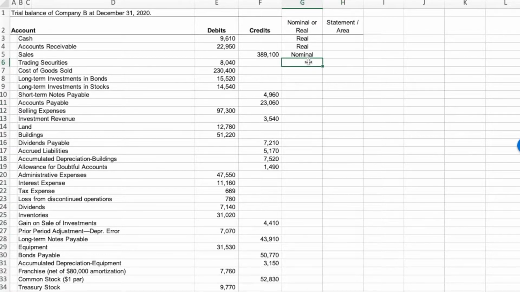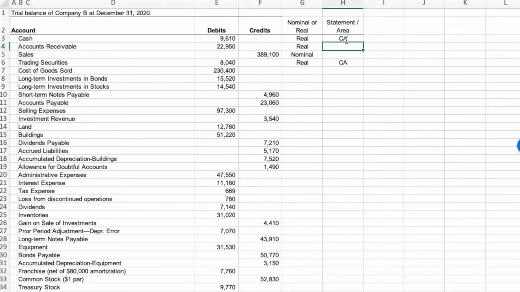Okay, so trading securities, those are securities that the company holds for trading purposes. They are a current asset and they are a real account. So they go on the balance sheet and they are a current asset. Let's go back here and fill this in. Cash is a current asset. Remember, current assets are assets that the company plans to convert to cash or use up in the next year or one operating cycle, whichever is longer.